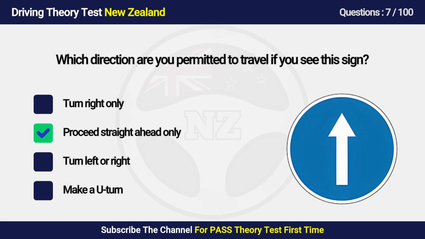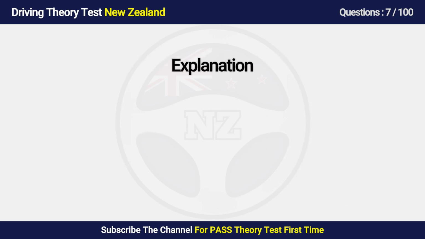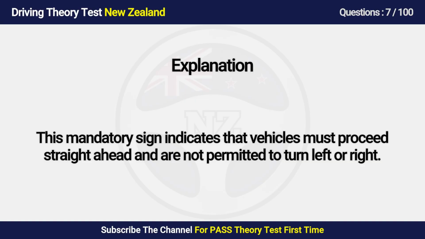Answer is B. Proceed straight ahead only. This mandatory sign indicates that vehicles must proceed straight ahead and are not permitted to turn left or right.